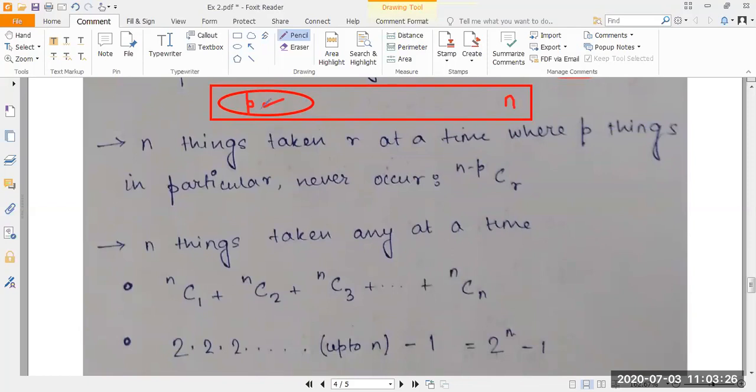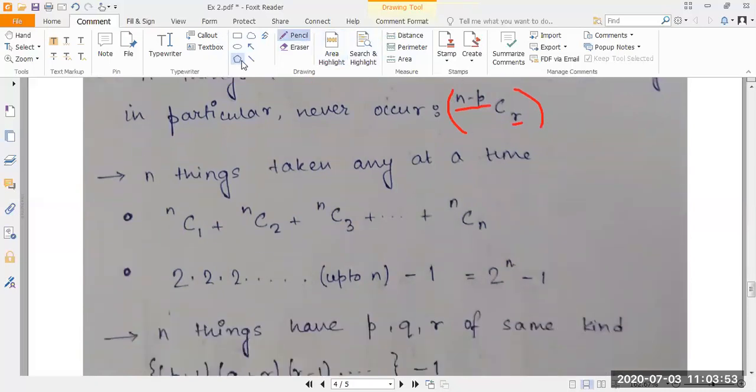The next expression is n things taken r at a time where p things in particular never occur. Using the same diagram that I have used in the previous expression, these p particular things never occur. So I need to choose all of my r things from the remaining n minus p items. So that is basically n minus p choose r. We'll get the expression (n minus p)Cr.